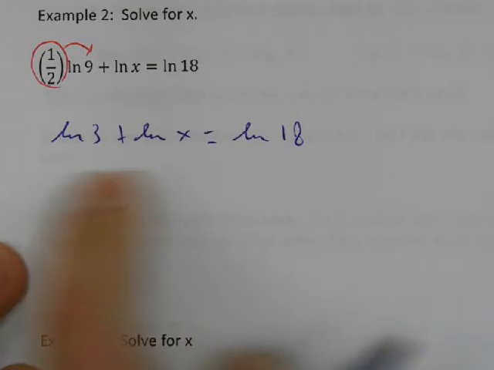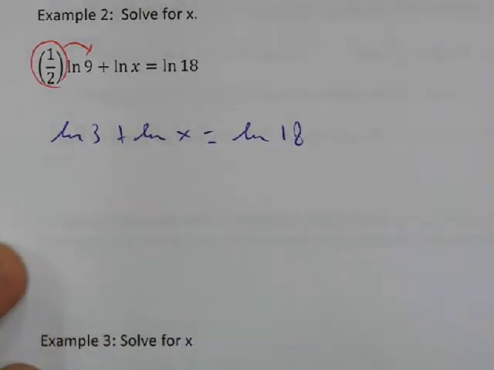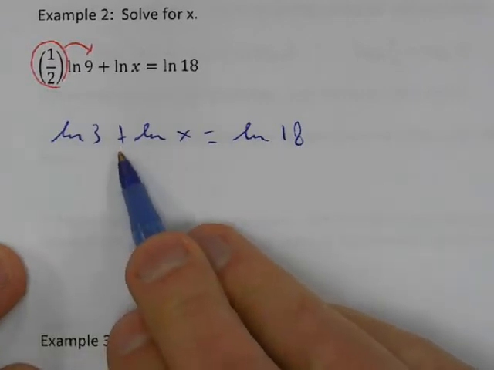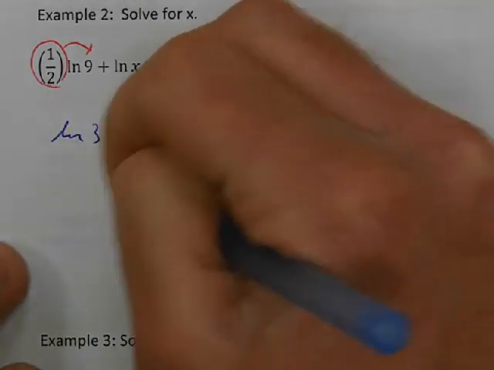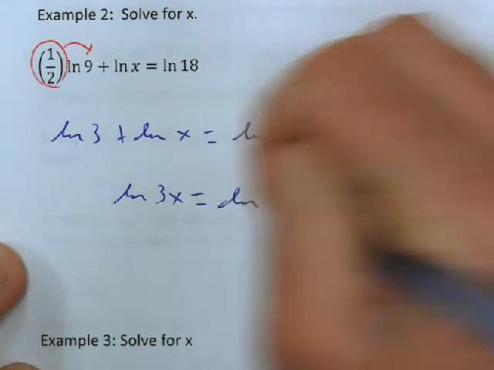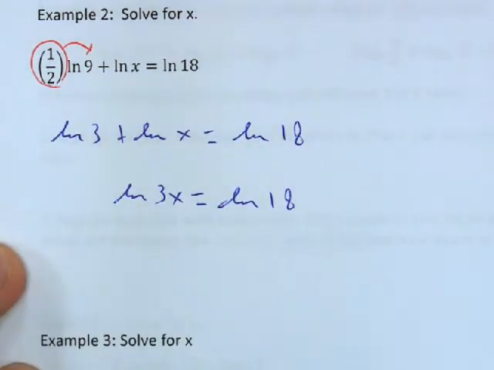Now I want to combine these two logs. So the natural log of 3 plus the natural log of x. Well, how do I combine these two things? Well, when I'm subtracting, I divide. When I'm adding two logs, then I want to multiply these two numbers. So this is going to be the natural log of 3x equals the natural log of 18.